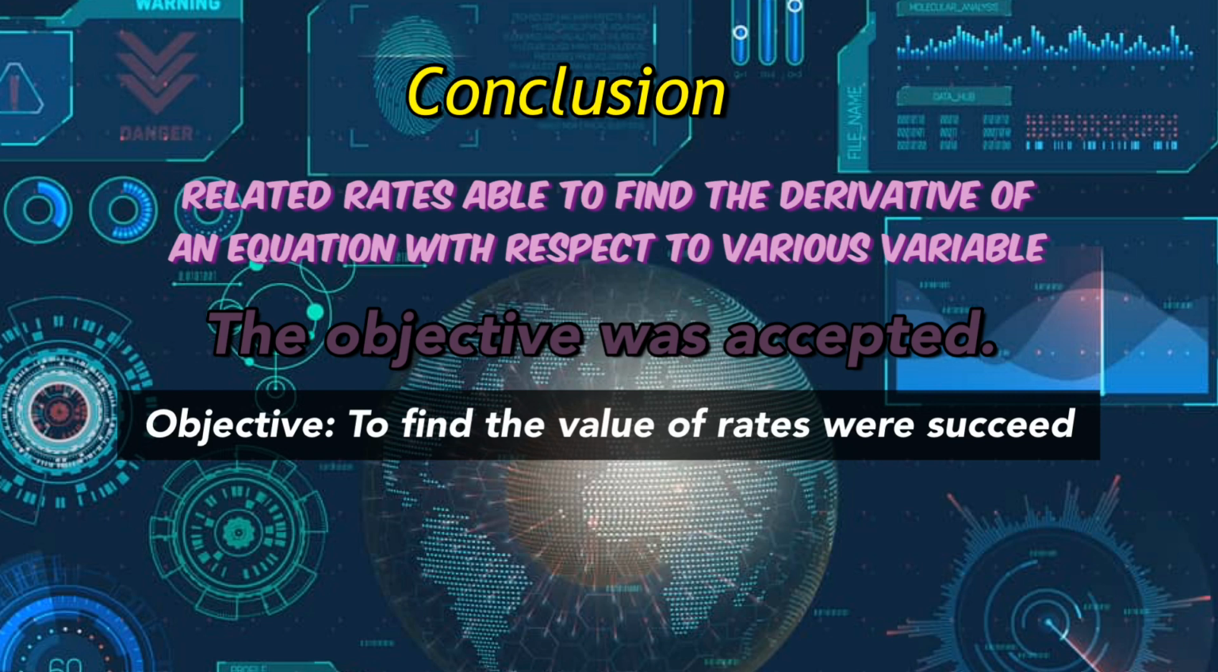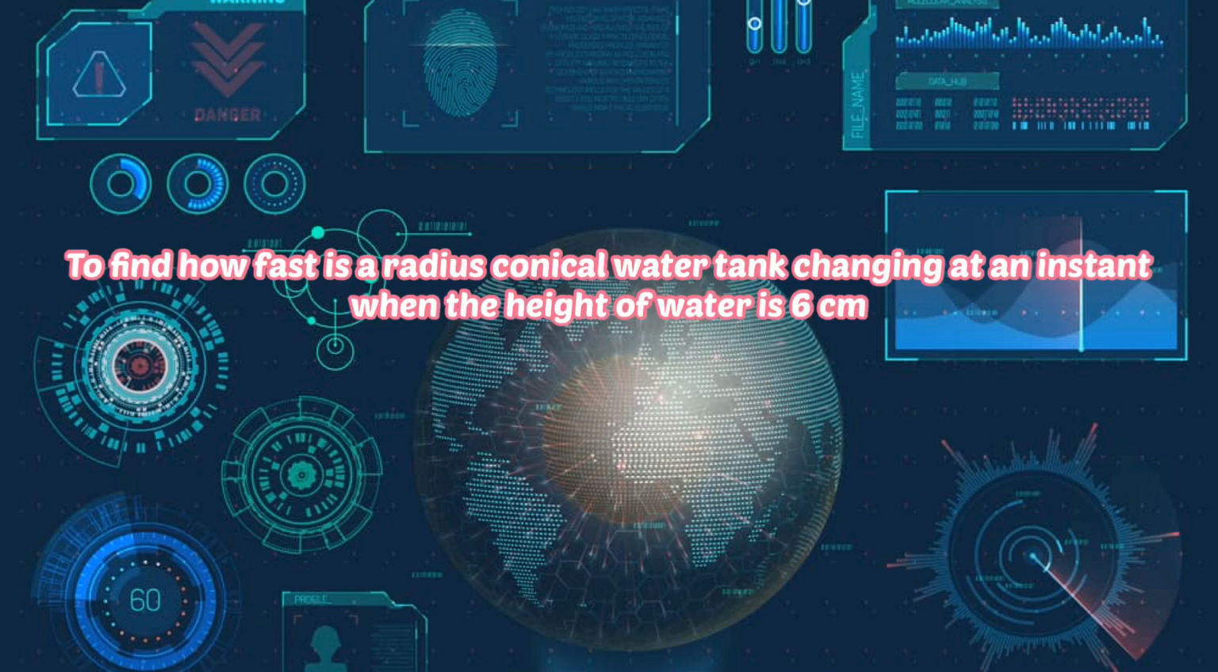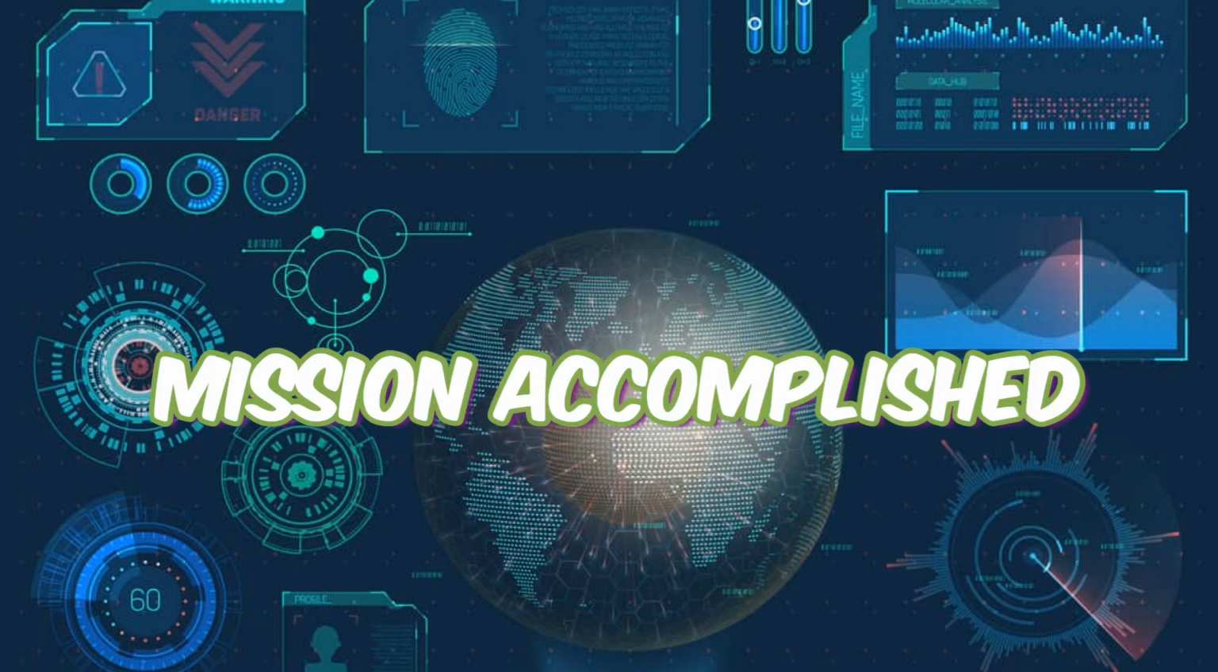We can use the same way, which is related rates, to answer and solve another problem related to our daily life. As an example, in our video project, we needed to find how fast the radius of the conical water tank is changing at an instant when the height of the water is 6 cm. So, we must understand what we learned from the lecturer and relate that with our life. That's all from us. Thank you.